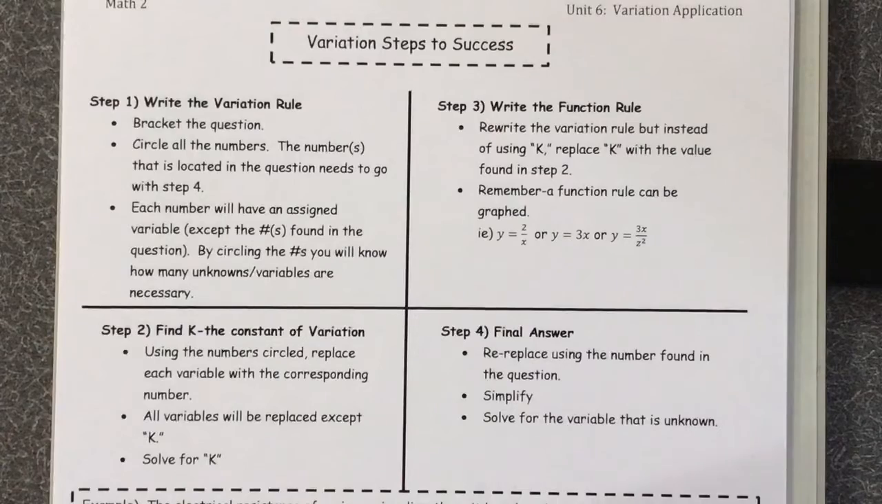And then the last and final step, actually answering the question, the final answer. Replace using the numbers found in the question, simplify, and solve for the variable that is unknown. So in the next video, we're going to apply these 4 steps, and we are going to look at 2 variation word problem examples.